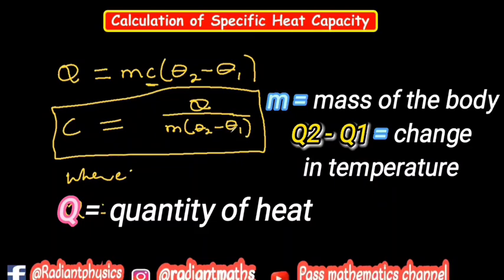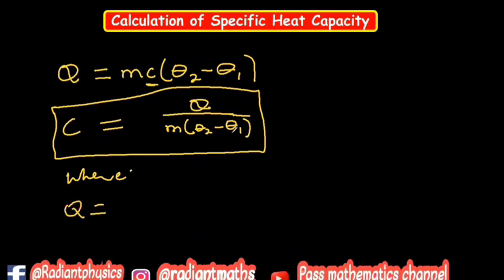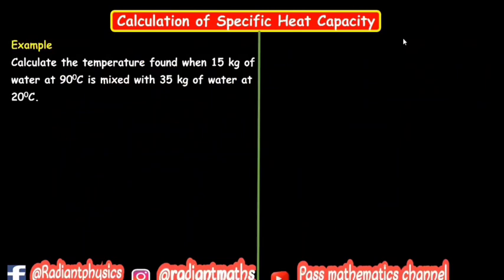Let's take an example to learn how to apply this equation. In this example, we are asked to calculate the temperature found when 15 kilogram of water at 90 degrees Celsius is mixed with 35 kilogram of water at 20 degrees Celsius. So we have two different water with different temperature mixed together, and we have been tasked to calculate the final temperature of the mixture.